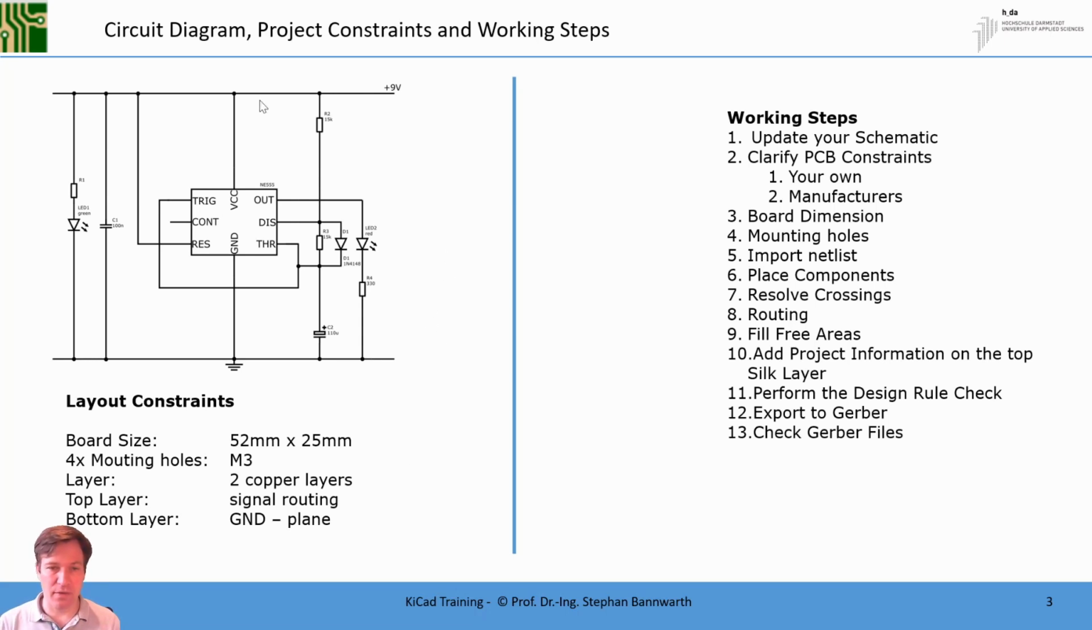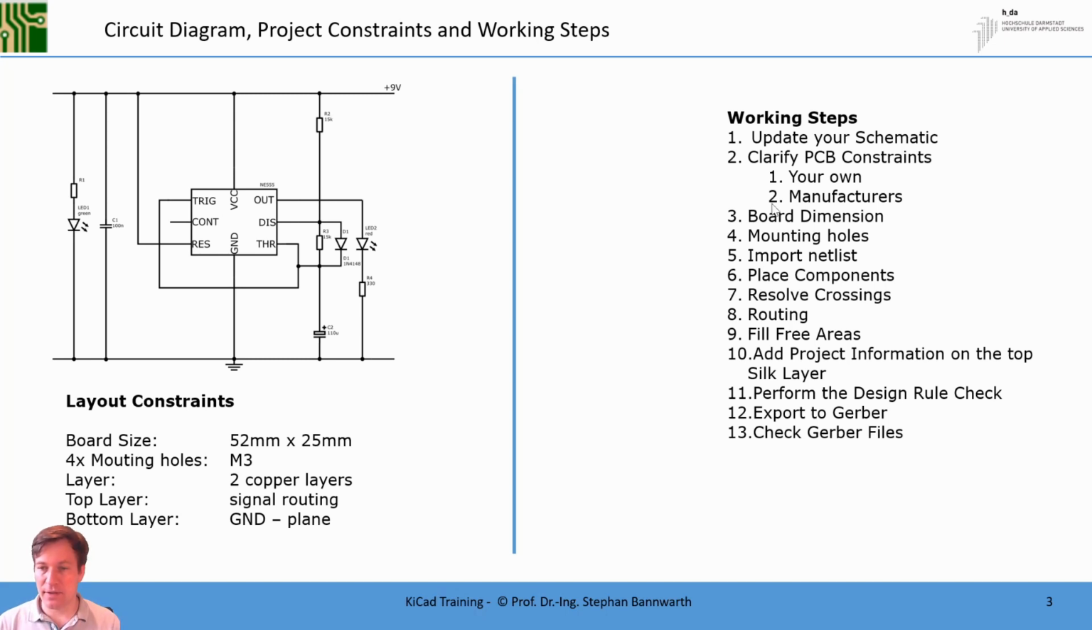So once you have this information, you can start the layouting and only have to enter the manufacturer's constraints. But have a look at this task when we speak about the working steps. Now on the right side of this slide, I summed up all working steps in detail, so let's go through them once. First, you have to update your schematic with any changes already arriving by going from entering the schematic to layout. Then you have to clarify the PCB constraints, your own ones and of course the ones of your manufacturer, so that your PCB can be produced.